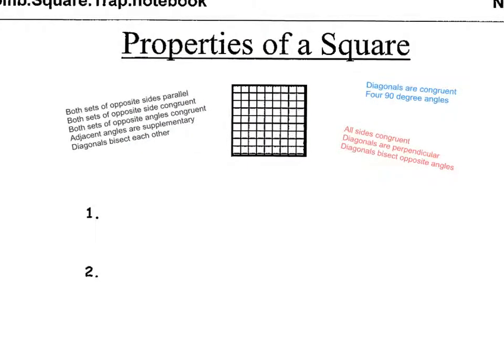All right, the next shape we got here is a square, and if you'll notice all the different properties that I posted up here on the left and the right, the ones over here on the left are the 5 properties of a parallelogram. The ones over here in blue are the extra properties of a rectangle, and the ones in red here are the properties of a rhombus. Of all those 10 properties, the square has every single one of them. Every single one of these properties listed is true for this square.